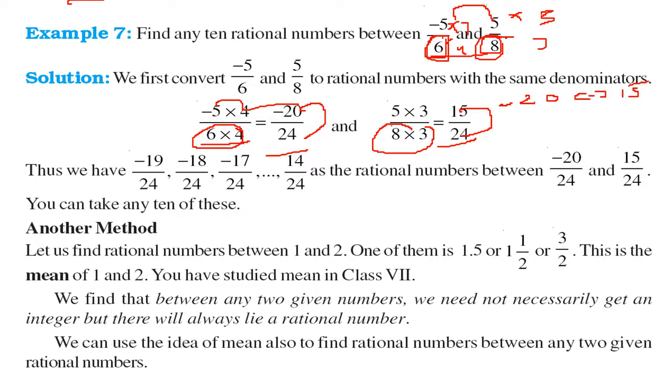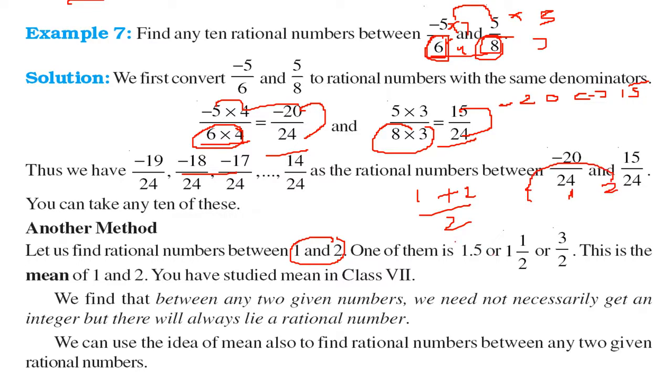So how many numbers are there? There are numerous numbers, and you can take any 10 of these. There is another method also. See, we have to find a rational number between 1 and 2. How to find it? 1 plus 2 by 2. You just add them and divide by 2, so it will lie somewhere between them.